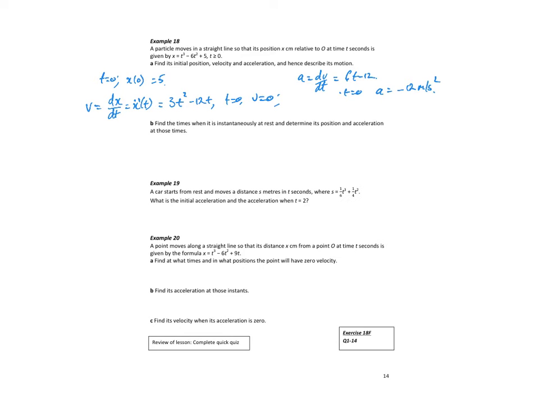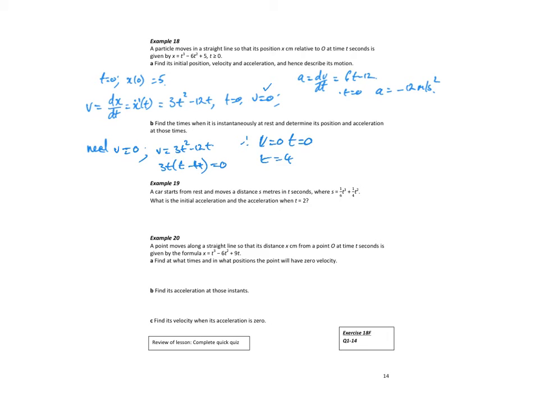Now we need to find the times when the particle is at rest. So when is a particle not moving? It's when the velocity is 0. I need a rule for my velocity, which I've got there as 3t squared minus 12t, and I've got to solve that equal to 0. If I factorise, take 3t out, I get 3t times t minus 4 in brackets equal to 0. Solving will give me t equal to 0 and t equal to 4. So my velocity is 0 at those times, which we sort of knew one of them from the first question.